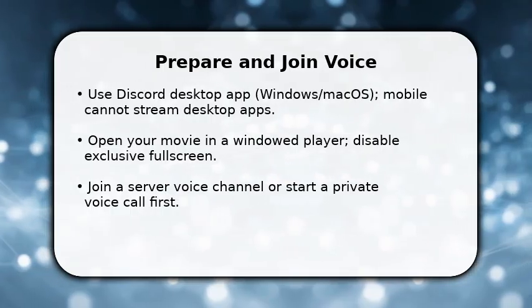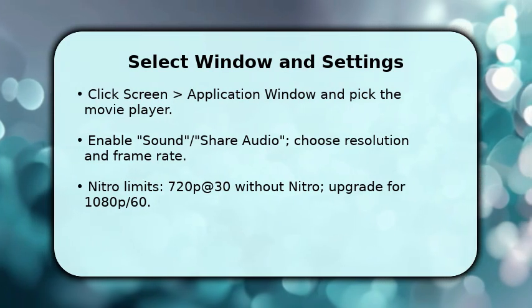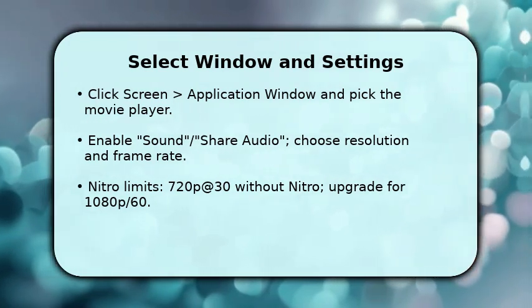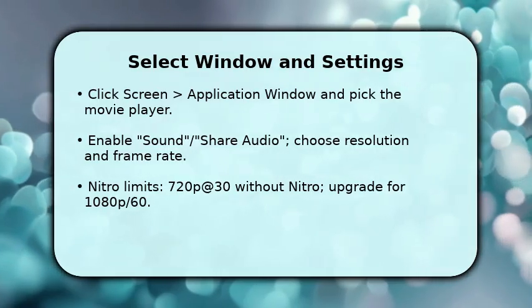Now you're ready to select the specific window for sharing. You now click the screen or share button and choose Application Window, picking the movie player process so overlays don't appear. Make sure to toggle Share Audio. Without it, viewers will see but not hear the movie.